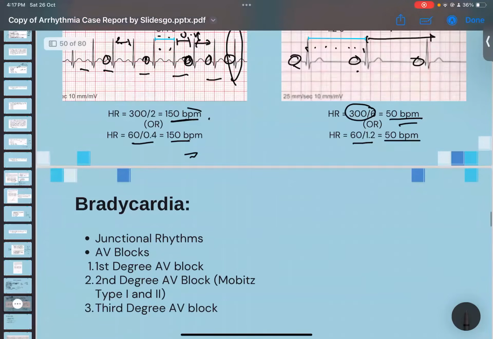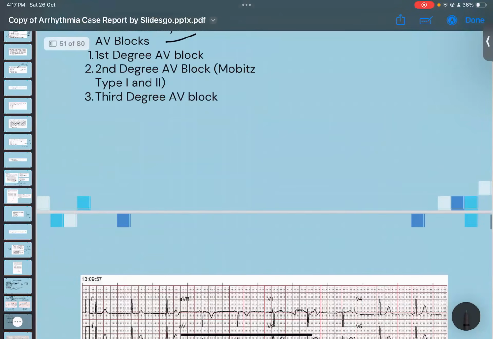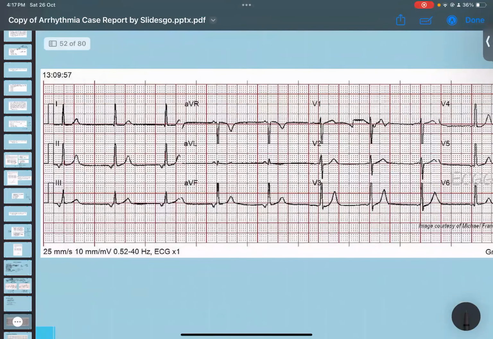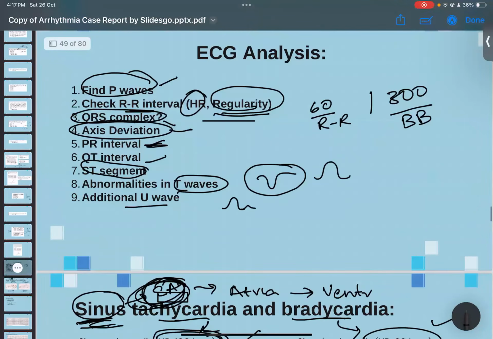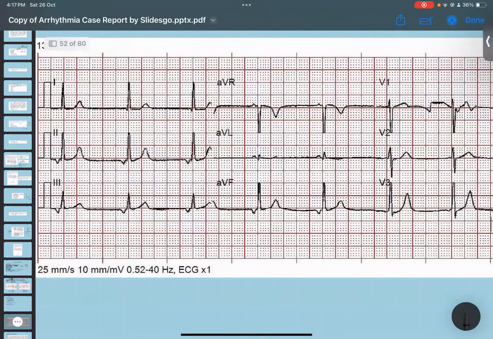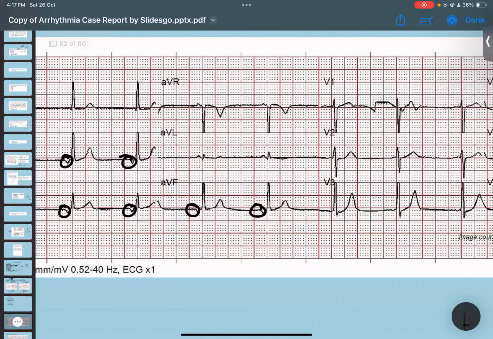Now, coming to bradycardic conditions in general, I'm going to be covering junctional rhythm and AV blocks, because this is something that Dr. Simon went over in your lecture. So regarding junctional rhythms, let's start with this ECG. First things first, like I said, you want to follow this systematic method, right? So you want to see if there are any P waves. Are there any P waves? There are P waves, okay, but they are inverted. And we're going to see why they're inverted in a few. Okay, so there are P waves, but they're inverted.